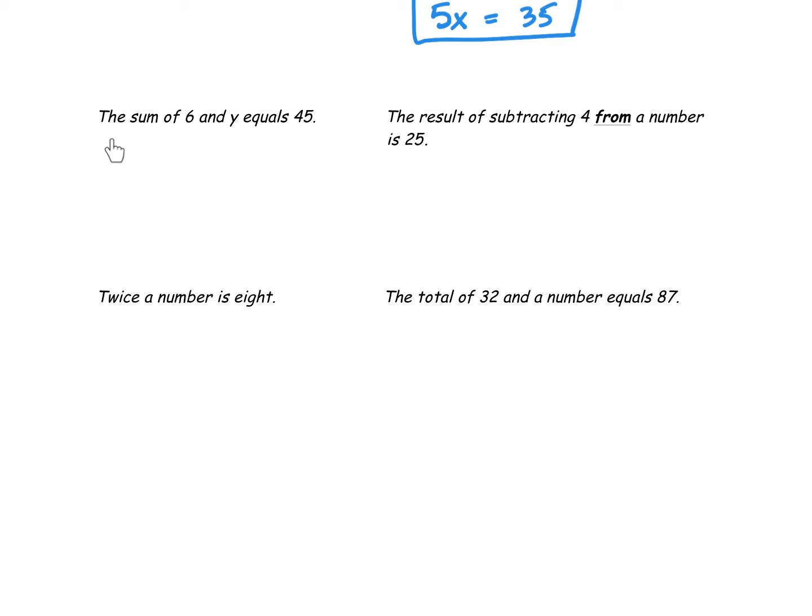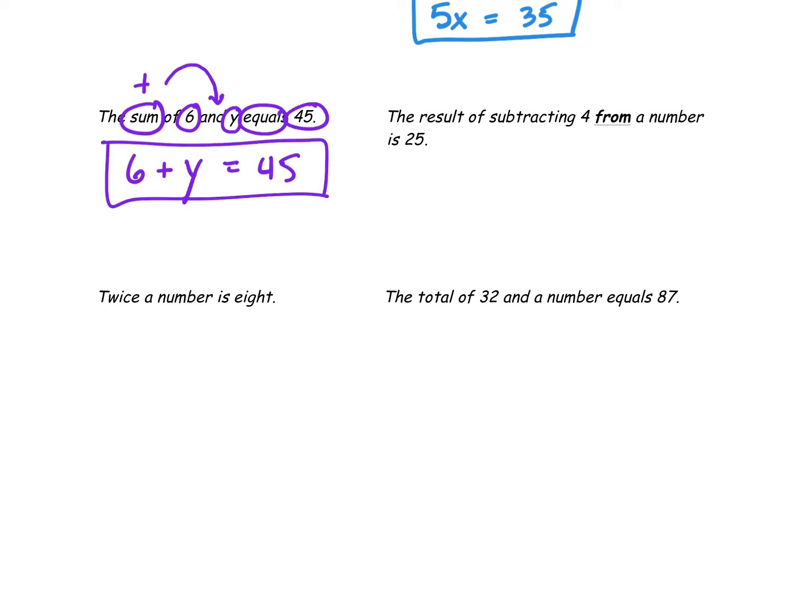Our next phrase says the sum of 6 and y equals 45. So the sum is important in math. We're going to circle that word. 6, they're giving us a different variable this time, y, and equals, that's pretty straightforward, 45. Again, the sum means addition, and we insert it where the word and is. So 6 plus y equals 45. So we're done with our equation.